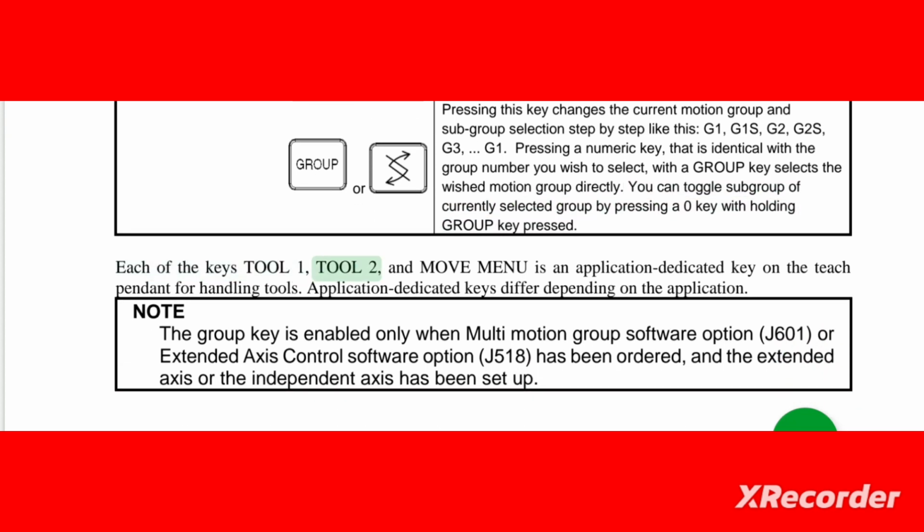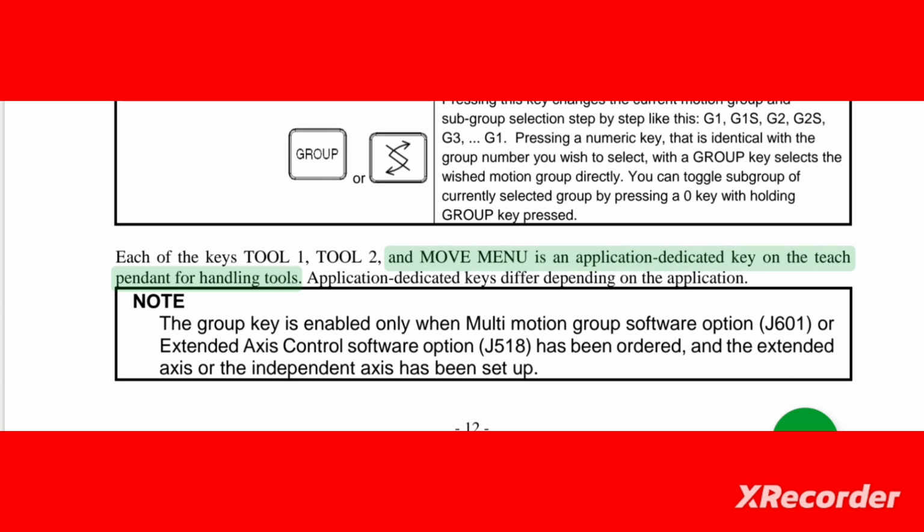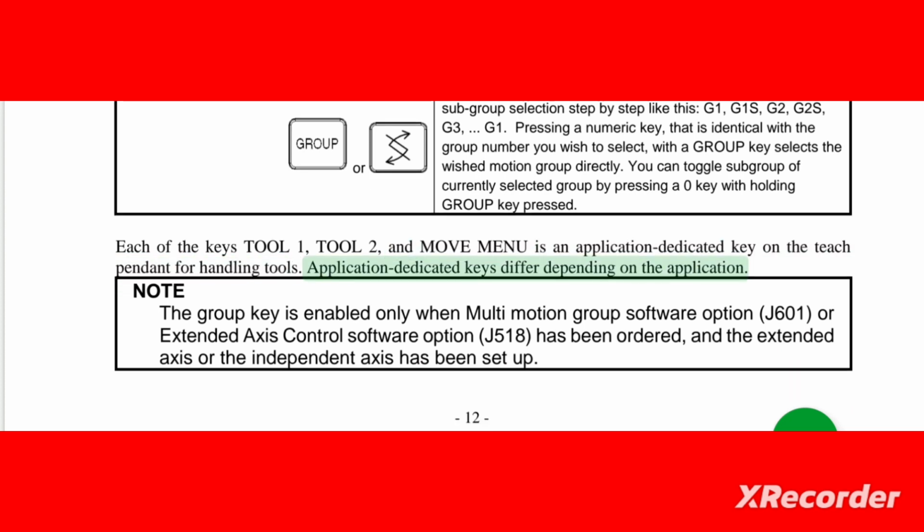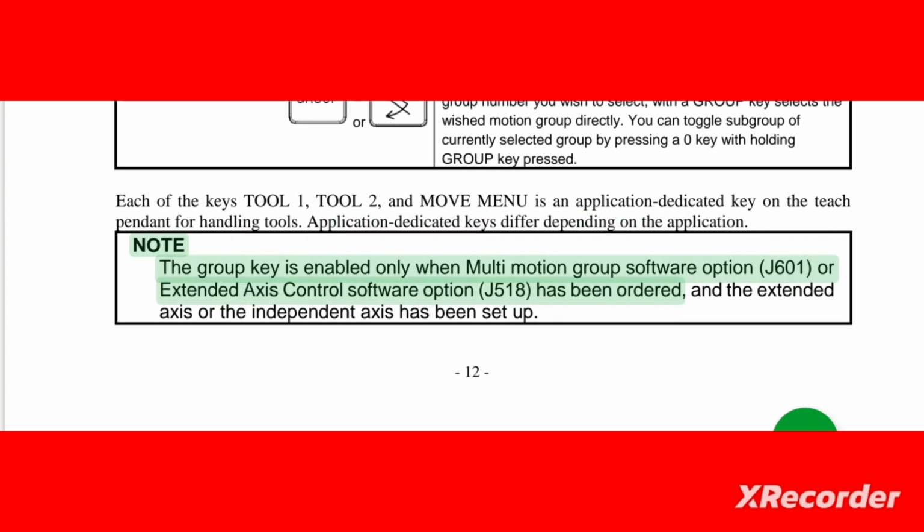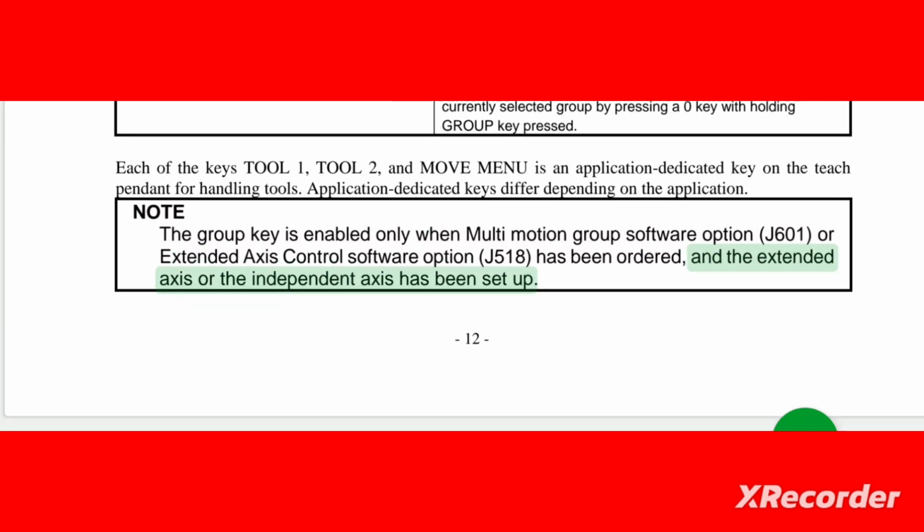Each of the keys tool 1, tool 2, and move menu is an application dedicated key on the teach pendant for handling tools. Application dedicated keys differ depending on the application. Note: the group key is enabled only when the multi-motion group software option J601 or the extended axis control software option J518 has been ordered, and the extended axis or the independent axis has been set up.